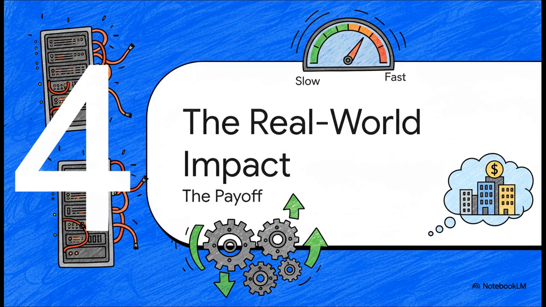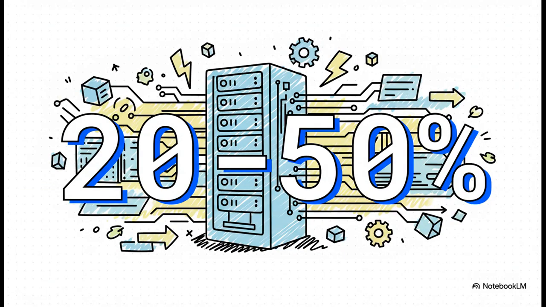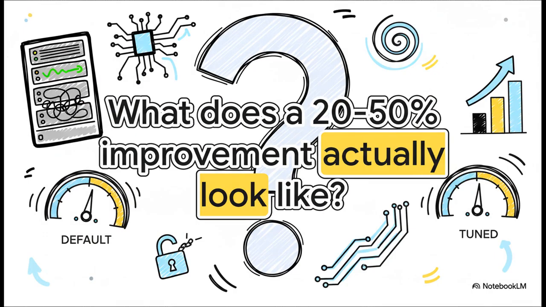Okay, so we've talked about the problem, the solution, the safety nets. But what's the bottom line? What do you actually get out of this? What kind of difference can these little tweaks really make in the real world? We're not talking about a tiny 1 or 2% boost here. We are talking about a potential 20 to 50% increase in performance on the right kind of tasks. That is insane. That's like unlocking a massive chunk of your hardware's potential that was just sitting there, dormant this whole time.